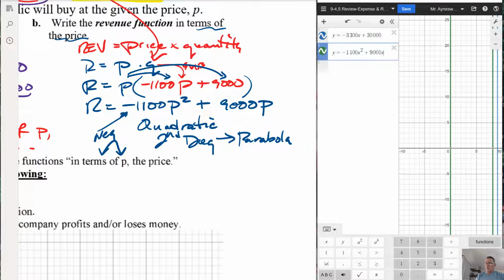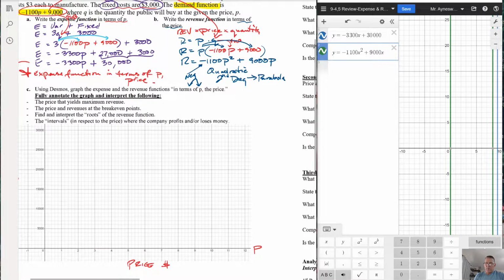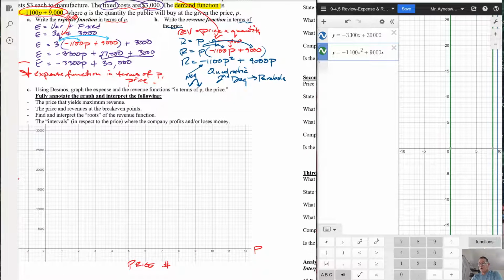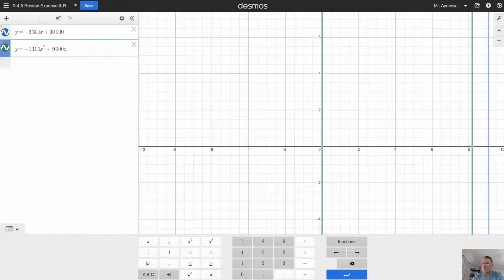And then what we're going to have to do is adjust the scale so we can actually see the graphs. And then we will be able to plot this on our graph. So I'm going to maximize this so we can see this better here and show you guys how to adjust it. Now, notice that the y-intercept up here is 30,000.